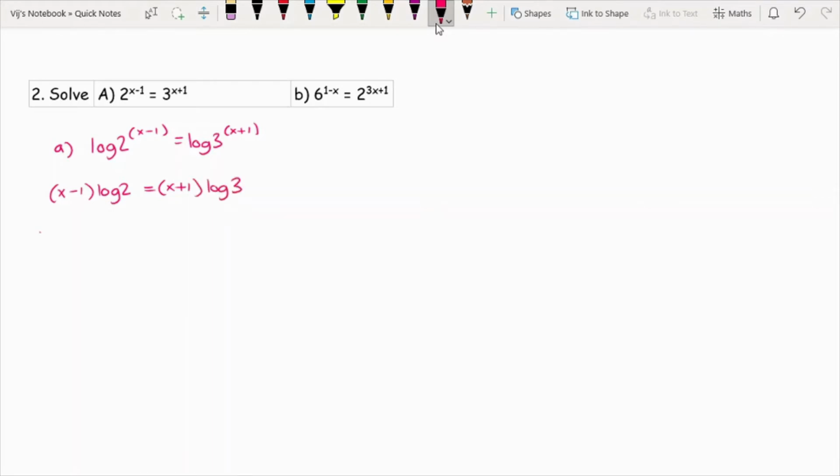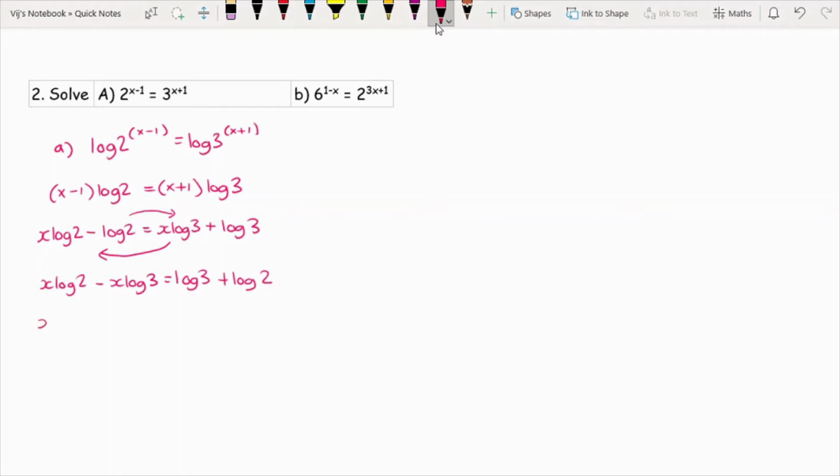Now if we expand the brackets out, I get x log 2 minus log 2 equals x log 3 plus log 3. As you can see, we want to make x the subject. If you think about rearranging the formula, when you've got x on both sides, we want to take everything with x's onto one side and everything else over to the other. So here I'm going to end up with x log 2 minus x log 3 equals log 3 plus log 2. Again, there's no way of me simplifying this. It's not like collecting like terms, because x is our coefficient, not our base.